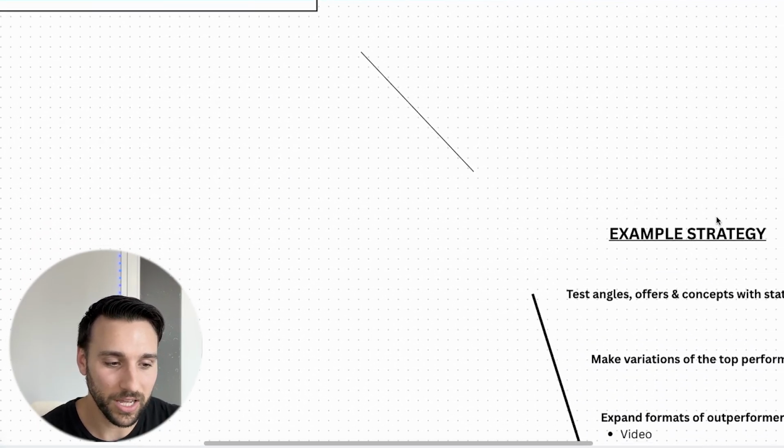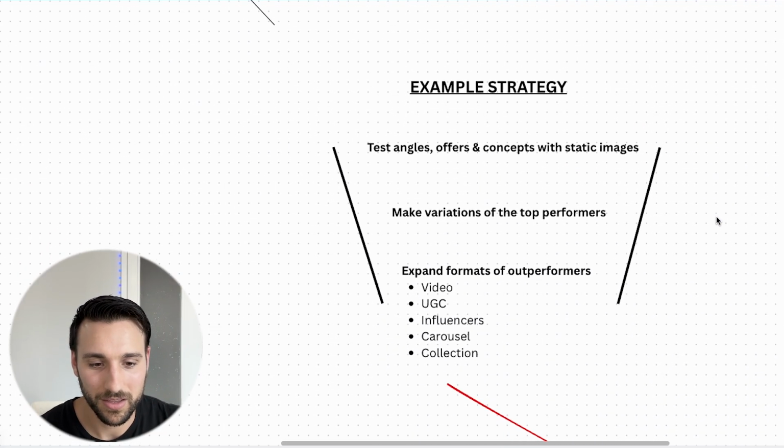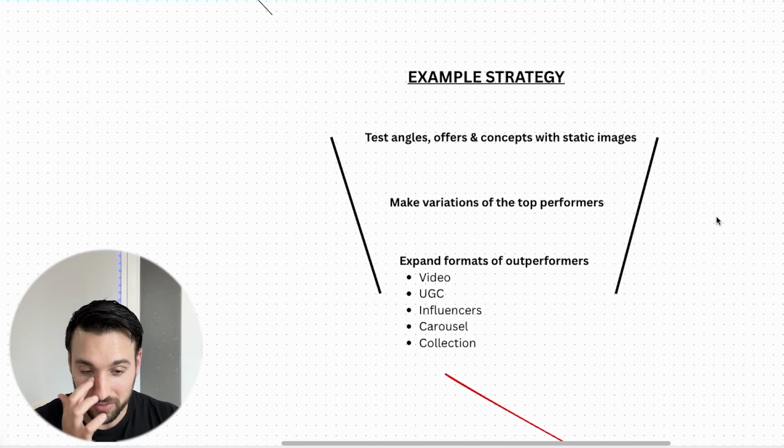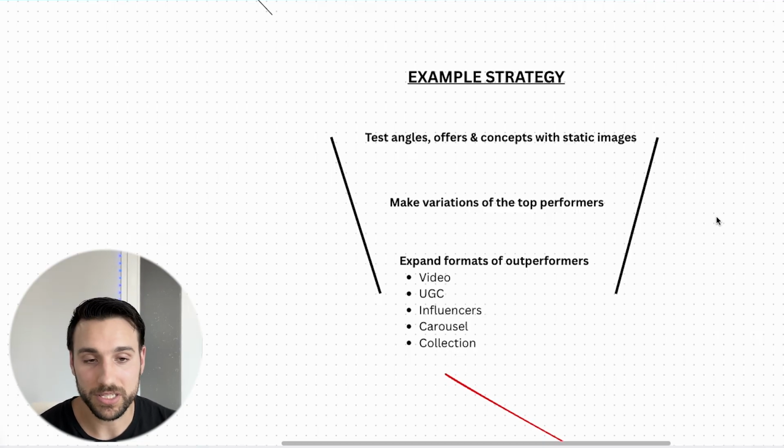Now, the next thing from there, how to actually put this into action and scale your ads. So an example strategy that is highly, highly effective. Again, this is going to depend on your business, but an example strategy is testing angles, offers, and concepts with static images. Static images are much easier to create than videos or other formats. They require much less work and they could be put into market much, much quicker. So testing angles, offers, and concepts with static images. Test multiple at once and then find the top performers from there.